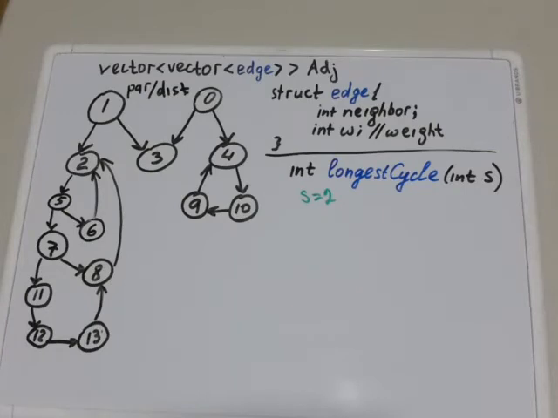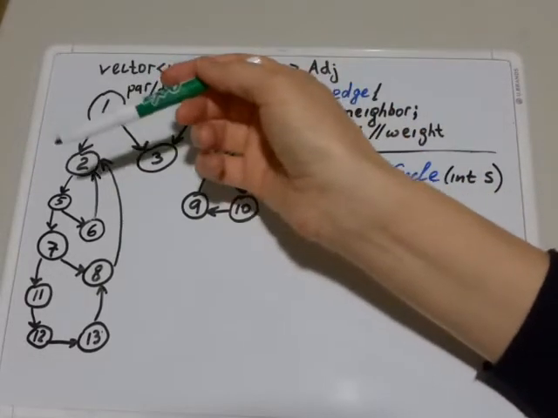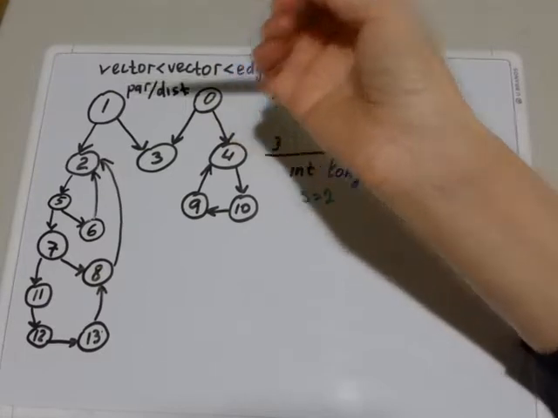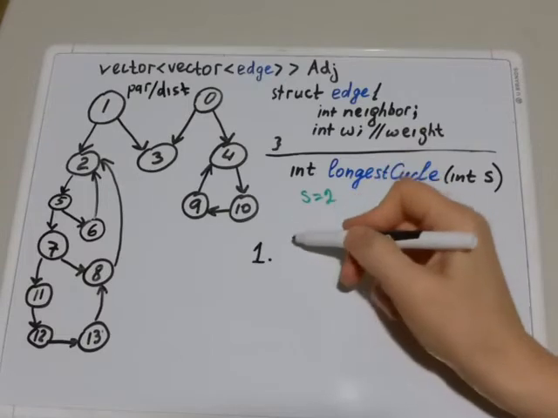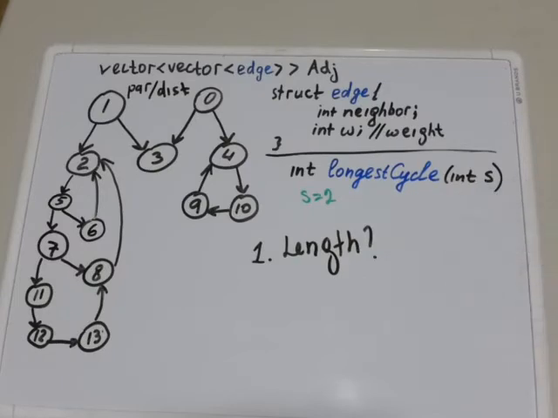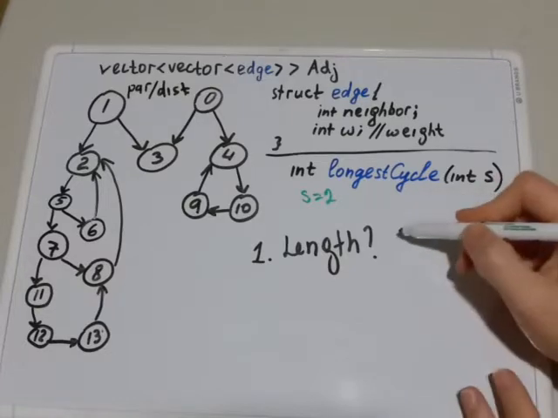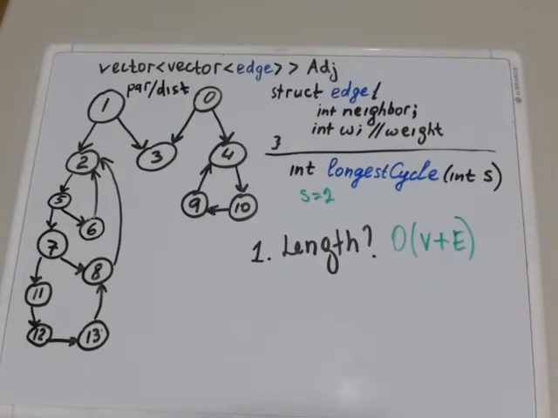Now let's think about what things we need to take care of. First of all, whenever you run this DFS visit, how would you find the length of the cycle? Let's write this question down: how do we find the length of the cycle? And especially, can we find it in an efficient way, meaning in linear time, or O(V plus E) time?